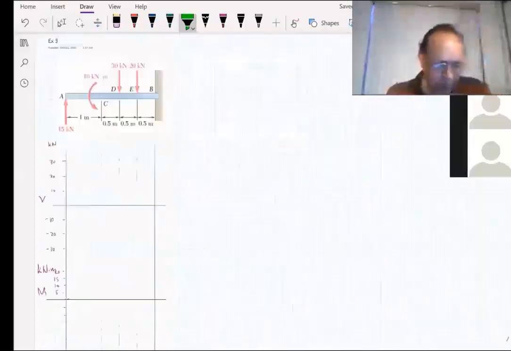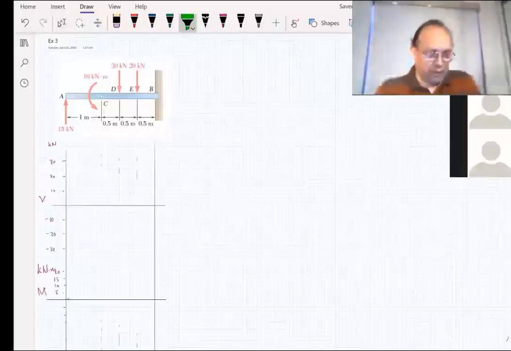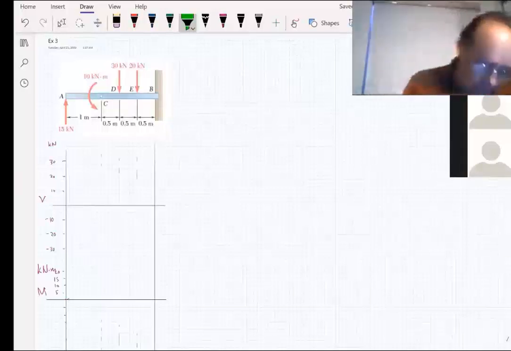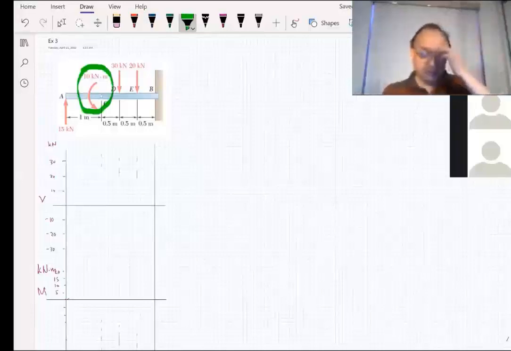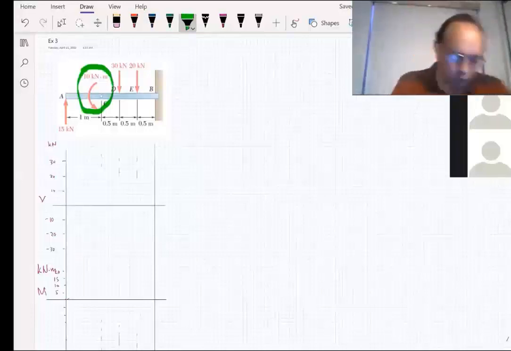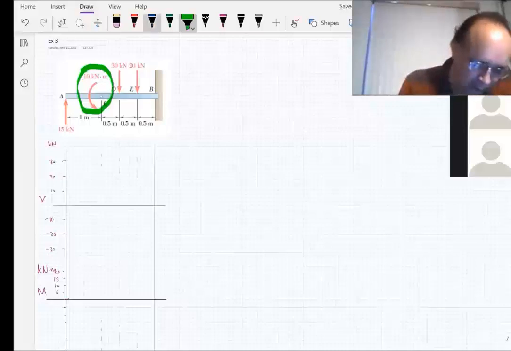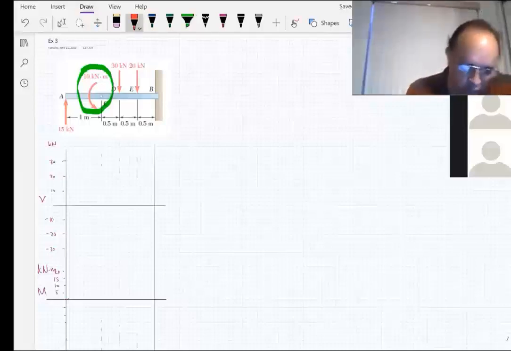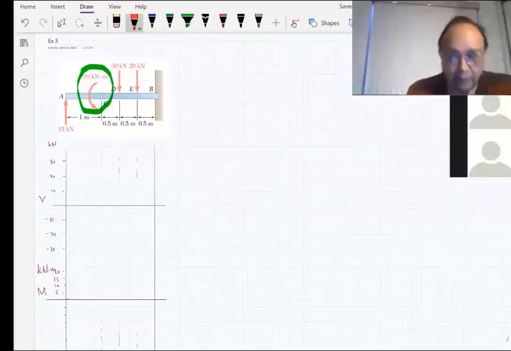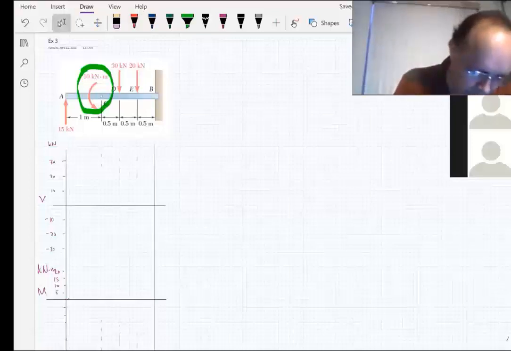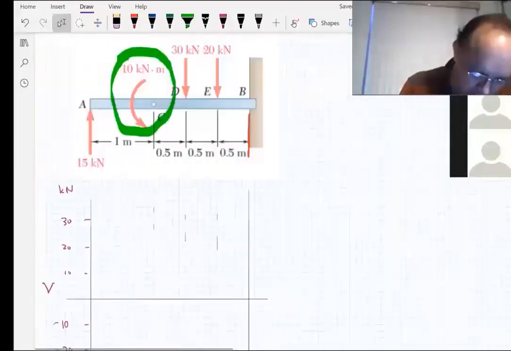Okay, let's do now this one. In this one, I want to introduce what you have to do when you encounter a concentrated moment. In this problem, we will have two concentrated moments, one right in the middle of the beam and another here at the support. We need to find the reactions. Reactions here will be one reaction here. Let's call it RB.